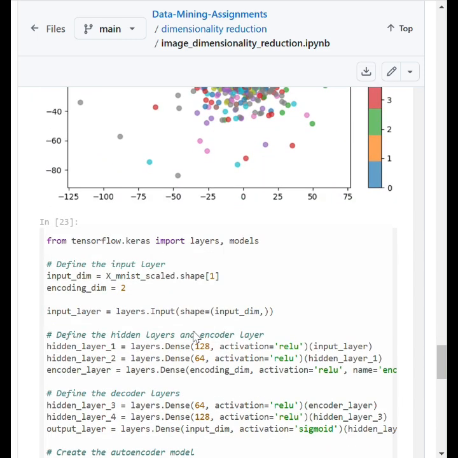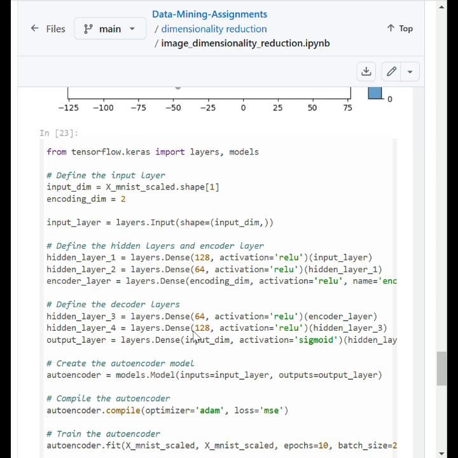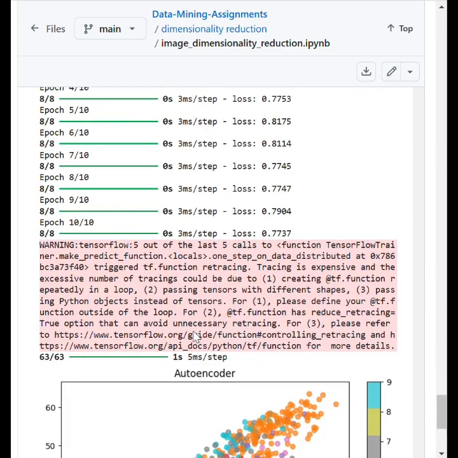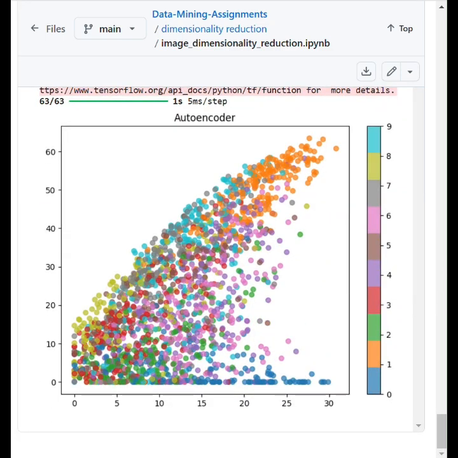Finally, I implemented an autoencoder, a neural network designed to learn compressed representations of data. The autoencoder's 2D representation captures the structure of data effectively, similar to UMAP or t-SNE. To summarize, t-SNE and UMAP provide the clearest clusters, while PCA and its variants were faster but less effective for this non-linear data.